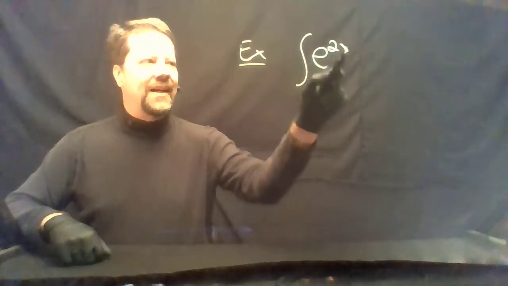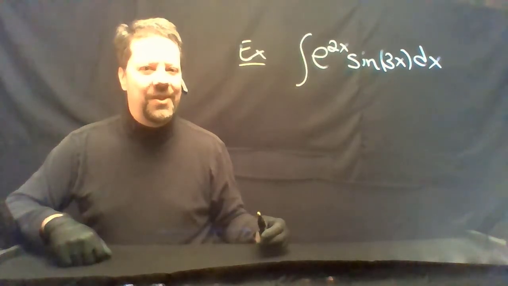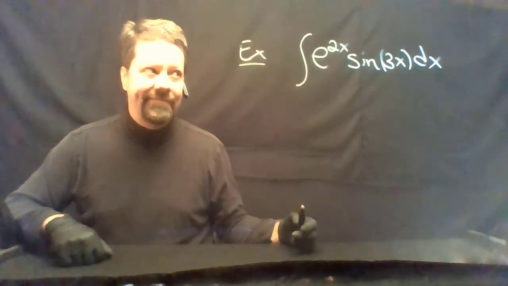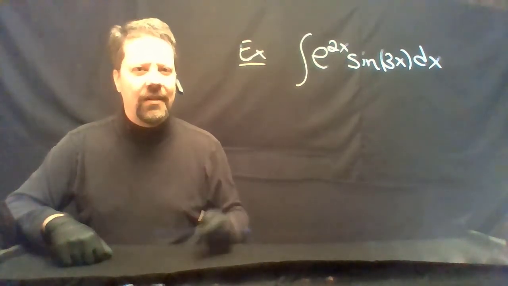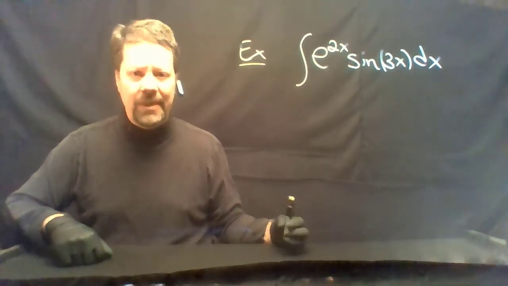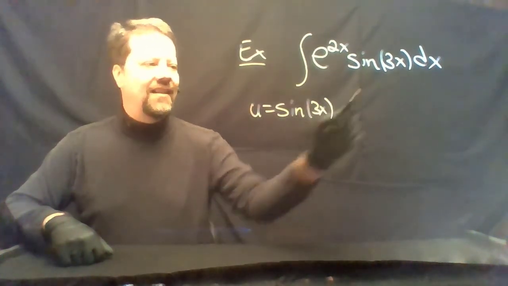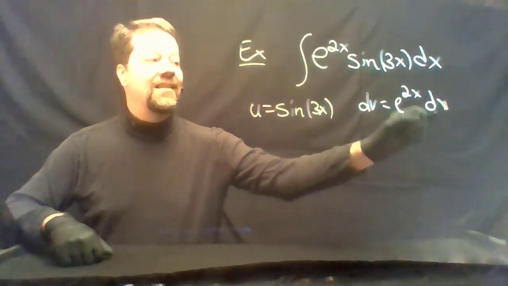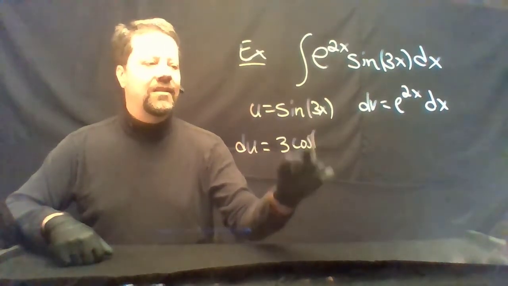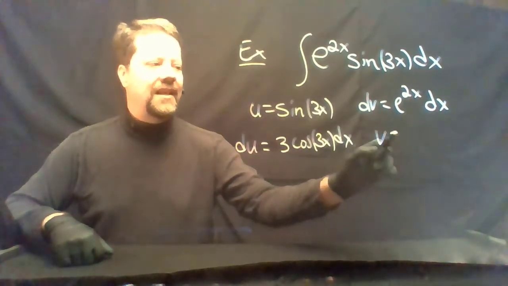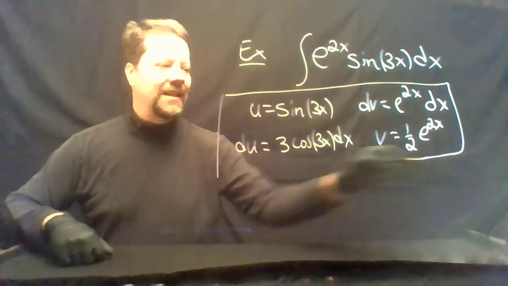Let's integrate e to the 2x sine of 3x. Which part do we choose to differentiate and which part to integrate? This is an integration by parts problem, as you'll see, but it involves an important technique that you need to learn. It doesn't matter really which side you choose to be u and which to be dv. Let's suppose u is the sine of 3x and dv is e to the 2x dx. Then du is, by the chain rule, 3 cosine of 3x dx, and v is, when we integrate, 1/2 e to the 2x. No plus c's on this part, please.